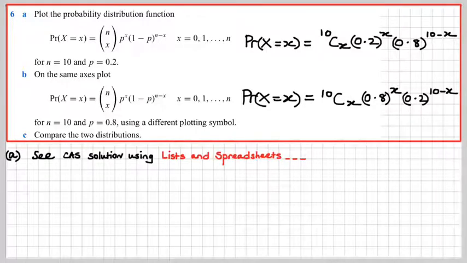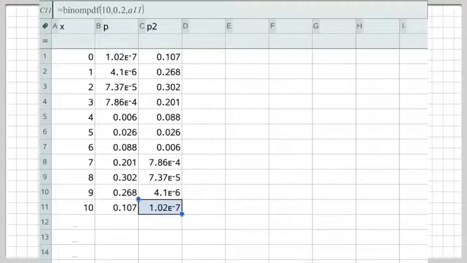It's really, really cool. I'll show you the lists and spreadsheets. I'm going to get the spreadsheet to calculate the formula for the individual probabilities of each individual number of successes. Okay, so what is this? My goodness. Well, Wolfman, what have you done here? This column here is for the 0.2 distribution. This column here is actually for the 0.8 one. So let's deal with this one here.